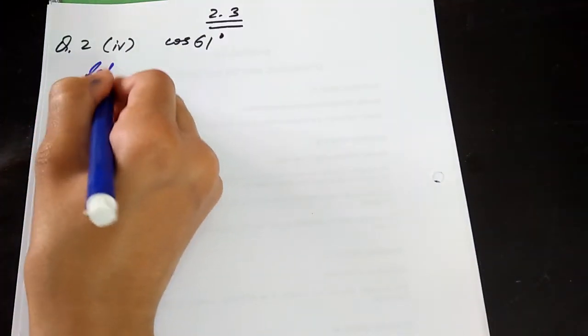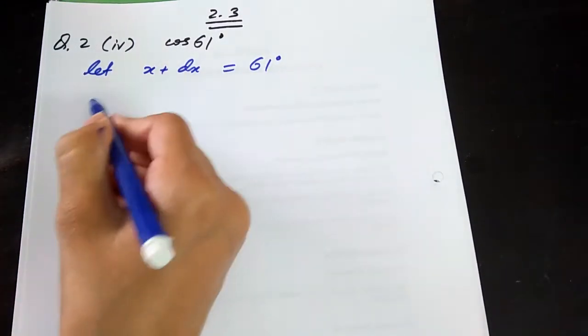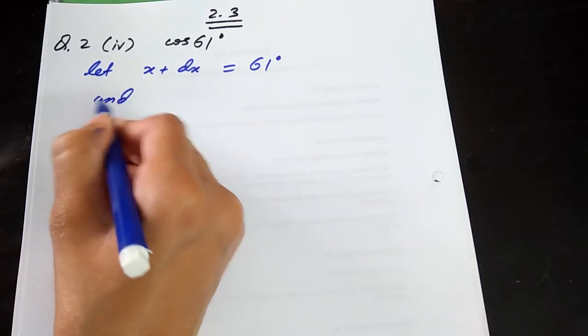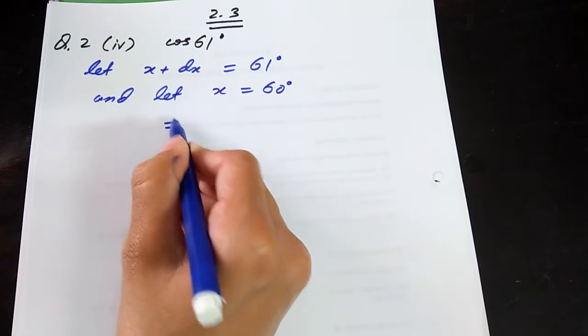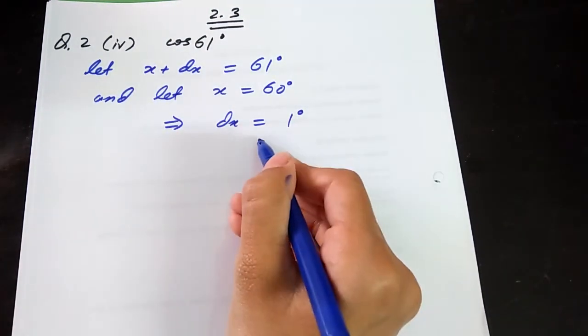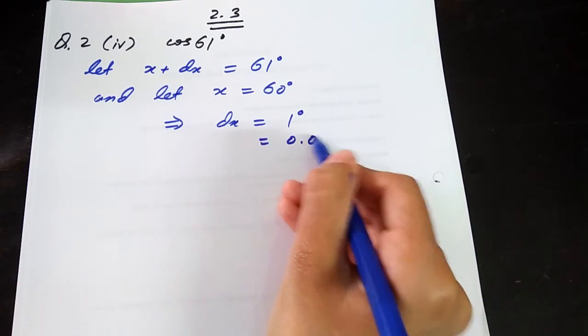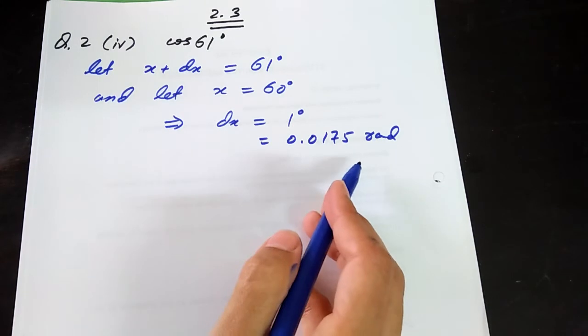Here let x plus dx is equals to 61 degree and let x is equals to 60 degree. Then this means your dx is equals to 1 degree. And you know that 1 degree is equals to 0.0175 radian.